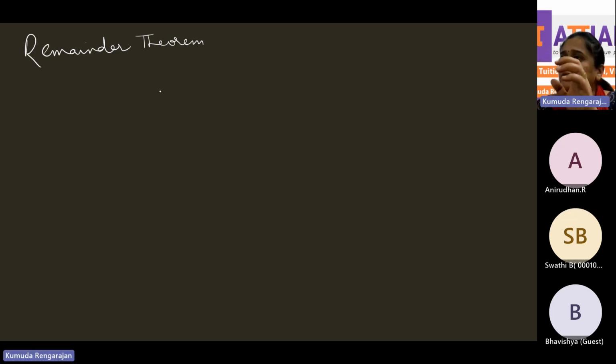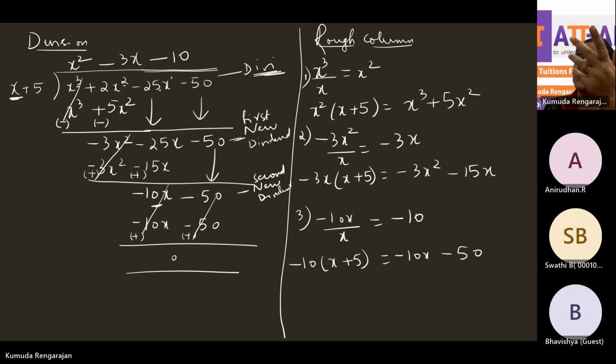The dividend polynomial can be of any degree more than 1. The divisor polynomial must be of degree 1 only to use the remainder theorem. To do this division, anything by anything you can divide. Like if this is x to the power 7, you can divide by x to the power 4 also.